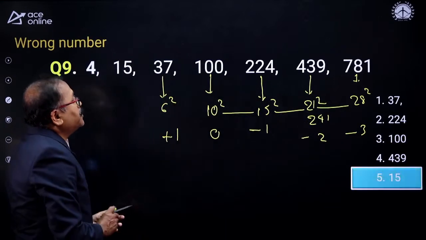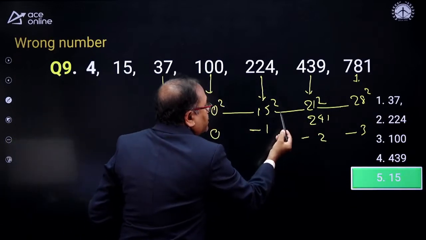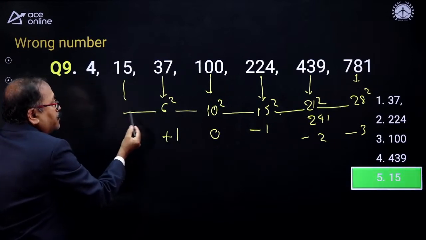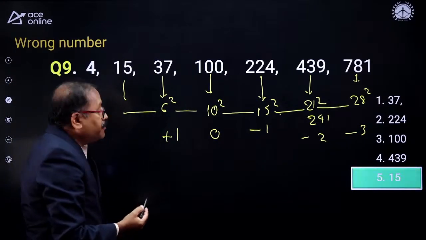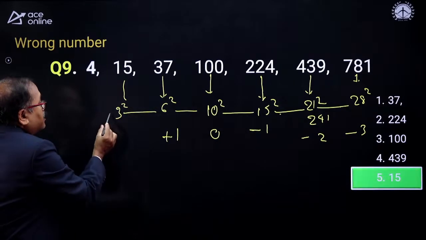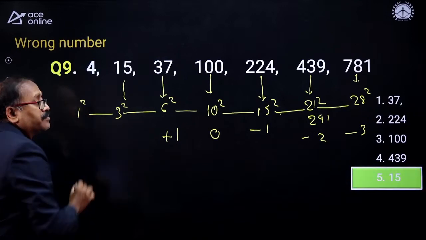Now coming to this part here, this should be 6 square. That means here the difference is 7, here it is 6, here it is 5, here it is 4. Then here the difference should be 3. So if the difference is 3, this should be 3 square. And here the difference is 2. So that means it should be 1 square.